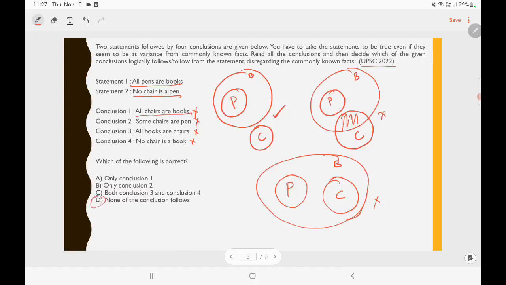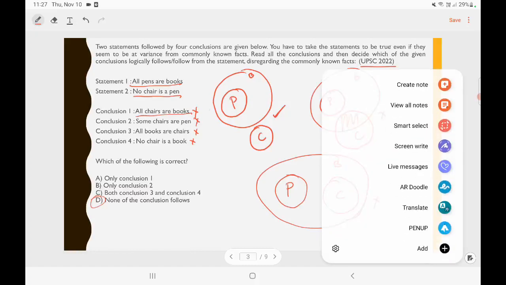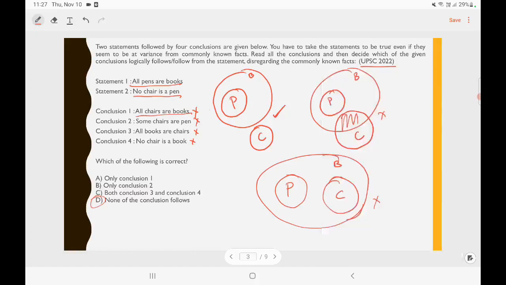So now I will show you the second method for how you can approach this question. The second method is by eliminating the extreme statements. Here I already told you that all chairs are books is an extreme statement. Why? Because all chairs are books will only be true if it is satisfied in all the possibilities. So it's an extreme statement, so you can eliminate this statement.